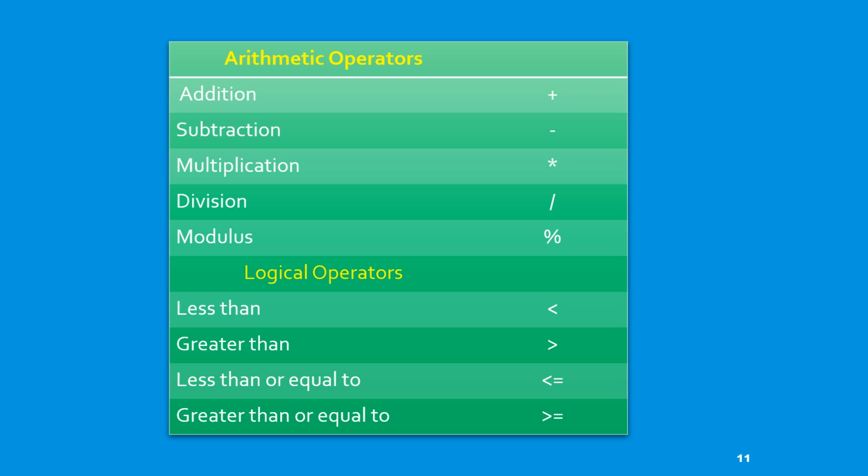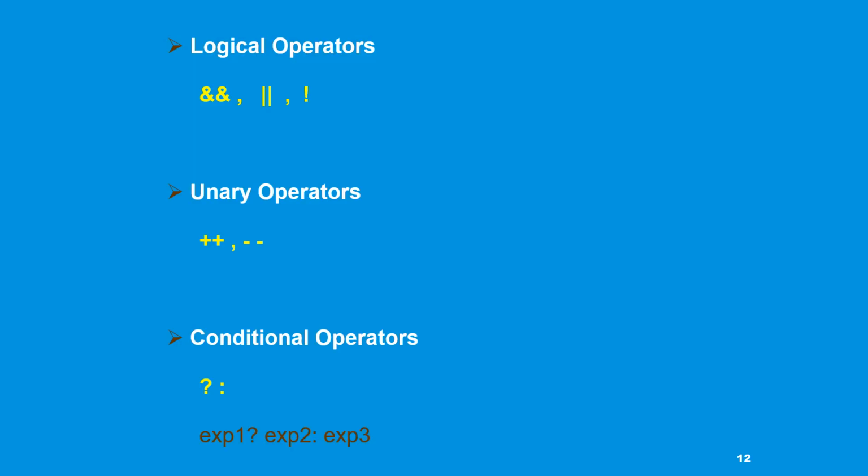Next class is relational operators, where we have less than, greater than, less than or equal to, greater than or equal to operations. Logical operators are AND operator, OR operator, and NOT operator. Unary operators, increment operator and decrement operator. Plus plus is the increment operator, minus minus is the decrement operator symbol. Conditional operator, a question mark followed by colon.